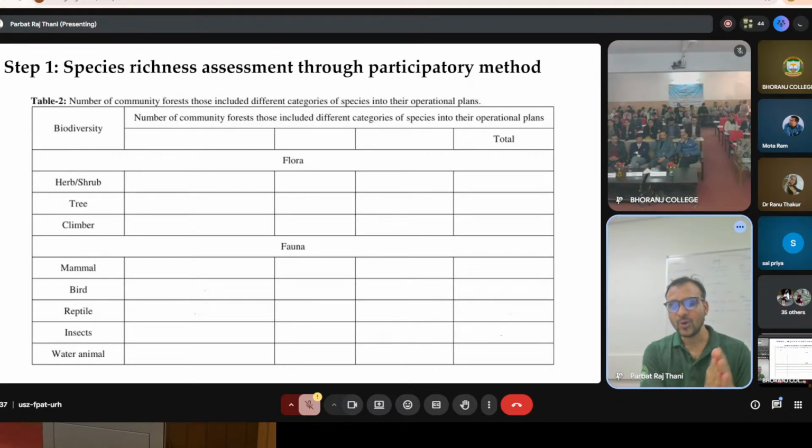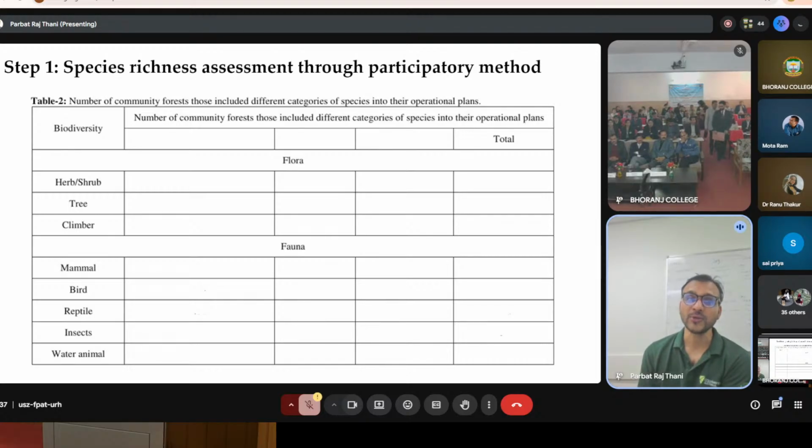When we were looking at those 100 community forests before, during that understanding of gaps and status, at that time there were very few species mentioned in their operational plans, maybe 5, 10 herbs. There were no herbs and shrubs, there were few tree species, not all. There were no climbers, few mammal species and bird species. That's it. They didn't even include all the species that are really there in their community forest.